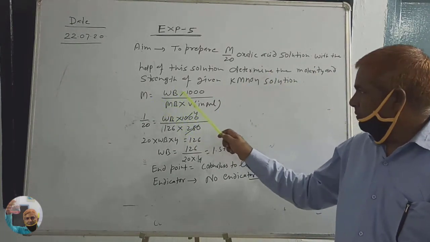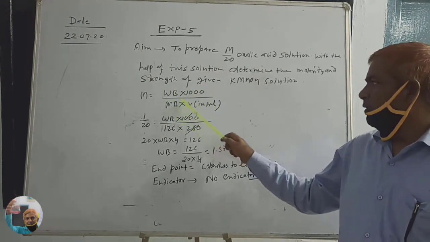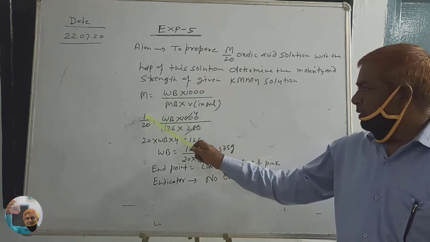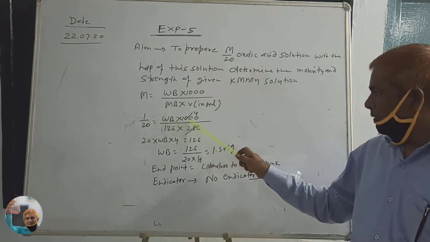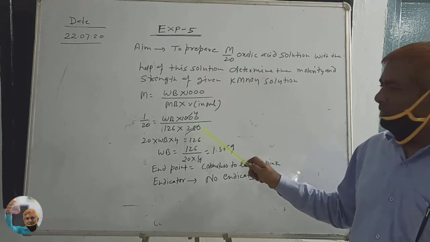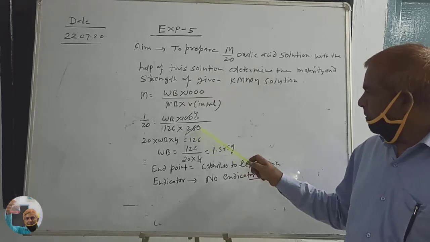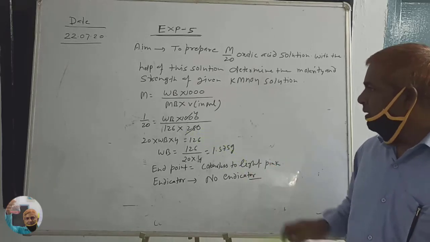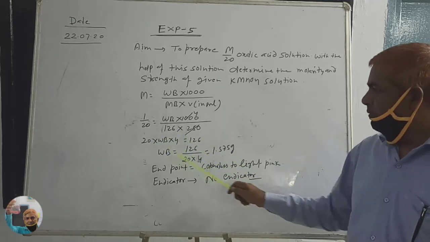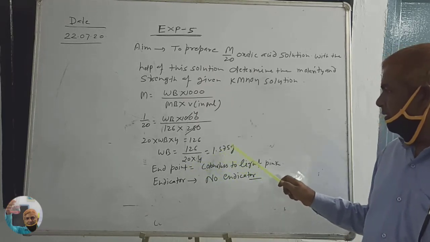It is M equal to W into 1000 divided by MV into V in ml. Again, MV equal to the molar mass of oxalic acid that was calculated at that time. So 1/20 equal to W into 1000 divided by 126 into 250 ml, since we are going to prepare the oxalic acid solution in 250 ml of water. So 20 into W into 4 equal to 126. W equal to 126 divided by 20 into 4 equal to 1.575 gram.